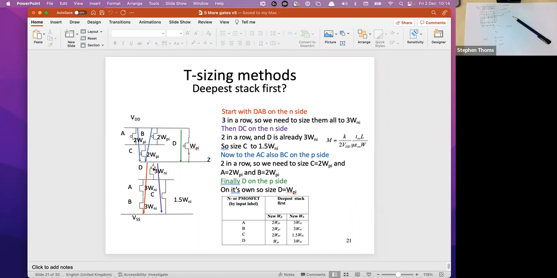So we've got 3 here on the N side. So we size them at 3 WN. Yeah, so that makes sense. But then when you come here, this one's already 3. And the question is, how do we size that? Is that basically where your question is in terms of parallels and series? Is that the right sort of question?